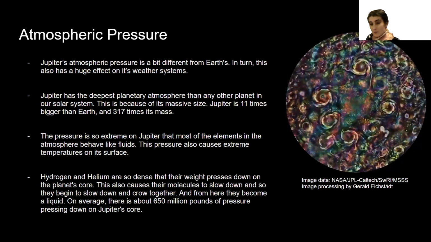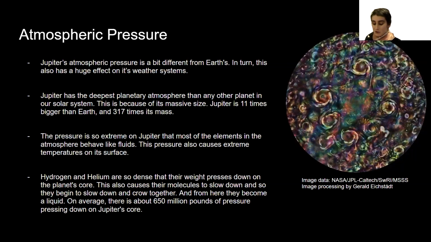So its pressure is also very important when you're trying to build something similar to a gas giant. Looking at Jupiter's atmosphere, it's a bit different from Earth, but this also has a huge factor on its weather systems. Jupiter has the deepest planetary atmosphere, bigger than any other planet in our solar system. This is because of its massive size. Jupiter is 11 times bigger than Earth and 317 times its mass.